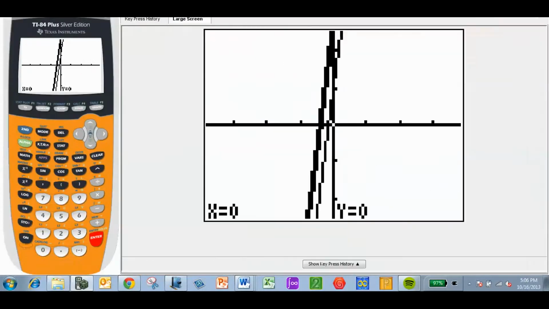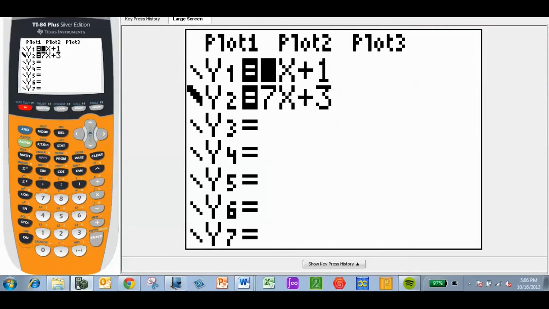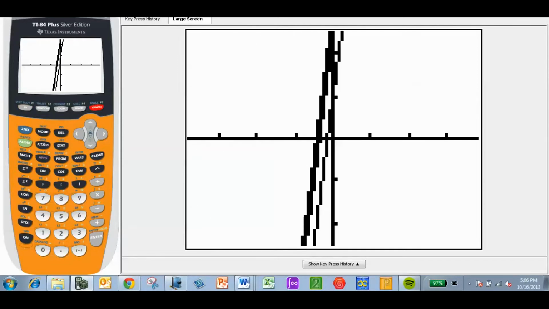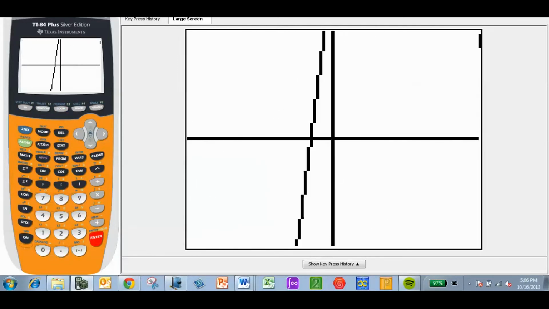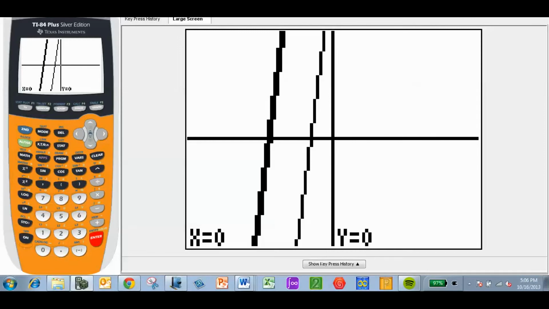I'll make this a little bit bigger so we can see. I have one graphing as bold, the one that crosses at 3. Maybe I'll even zoom in a little bit more. Zoom in one more time, see what this looks like. Yeah, it's pretty good. So now we can see that these two lines are parallel.